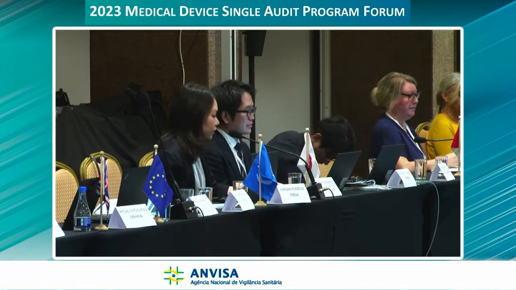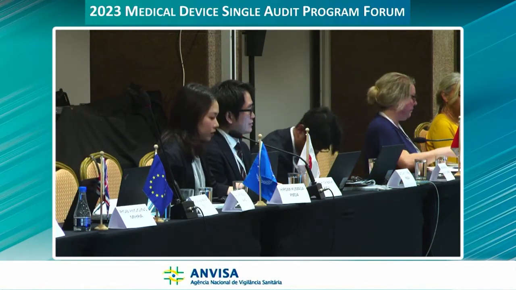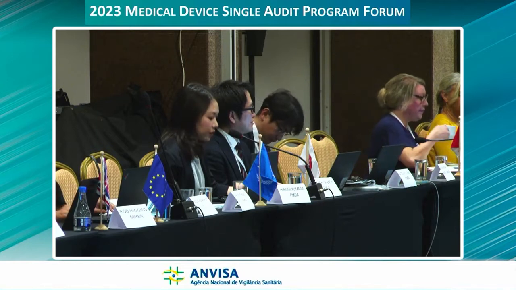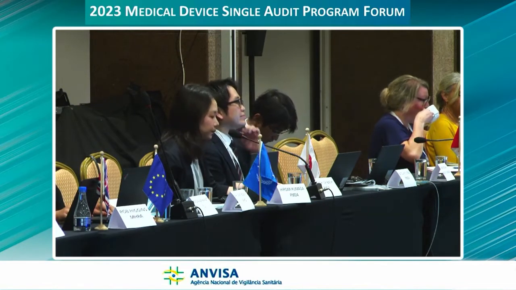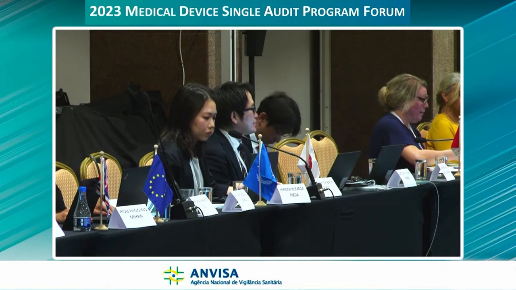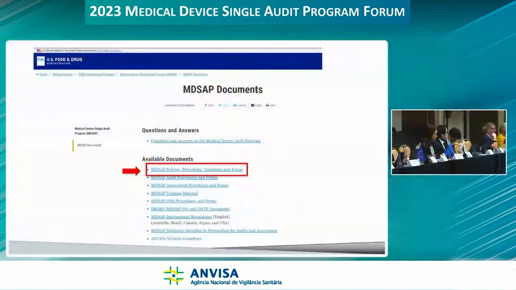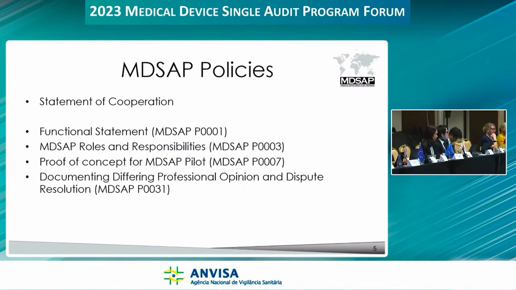When you see the MDSAP document page under the MDSAP website, you can find mainly four kinds of documents. Firstly, policies. Policies are high-level documents such as the Statement of Cooperation, P03, and MDSAP roles and responsibilities. P03 defines the criteria for MDSAP membership.